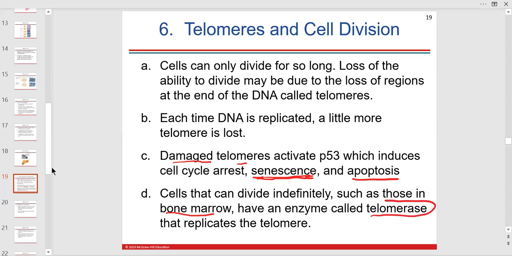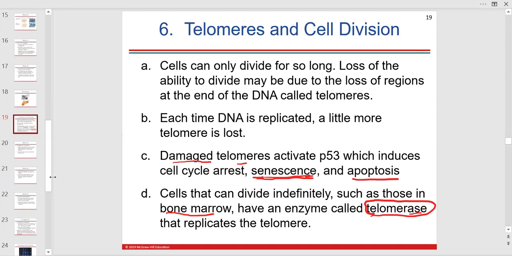That's the enzyme. We'll talk about enzymes next time. If you see an ASE at the end or an IN at the end, like pepsin, trypsin, cyclin, and ASEs, usually that's a protein enzyme.